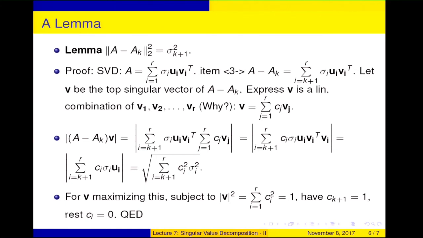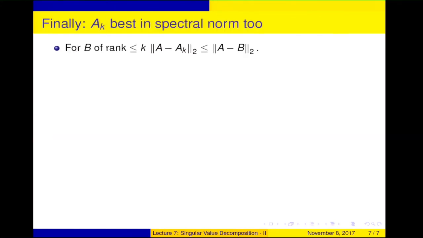And then finally, A_k is the best rank k approximation is what we'll prove. So for B of rank k, I want to prove that A minus A_k is no worse than A minus B. That is, B is worse than A_k in spectral norm. But now we put a 2 there instead of F. Instead of the Frobenius norm, we put the spectral norm.